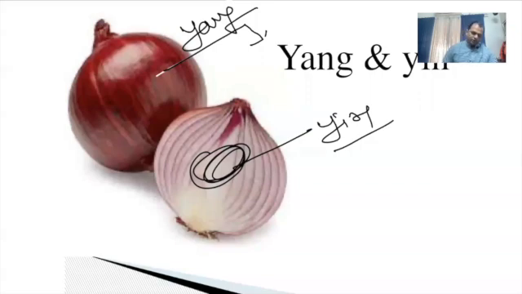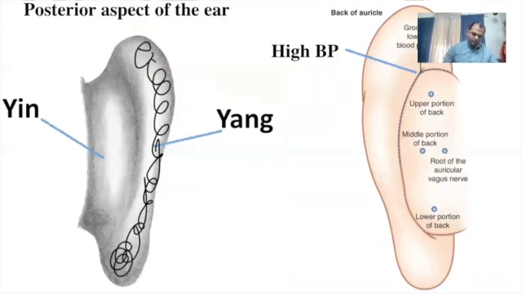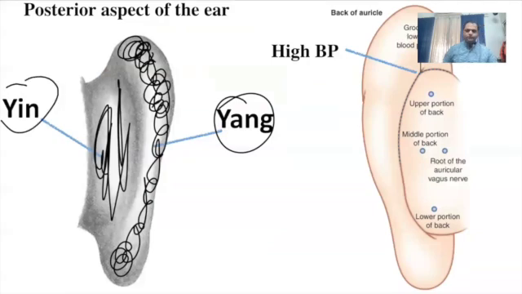So yang is always outer side, and if we go inside, then it will be yin in the same way. If we look at the ear, so the outer part of the ear is the yang and the inner part of the ear will be yin.